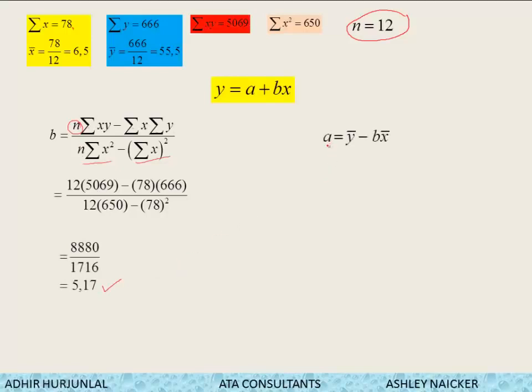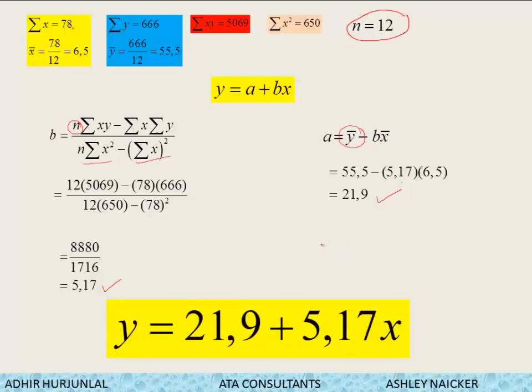What about the value for a? A is equal to the mean of y minus b times the mean of x. The mean of y, I've got it. The mean of x, I've got it. The value for b, I've got. I simply calculate the value for a. Once I've got a and b, I now end up with my trend line equation, which is y is equal to 21,9 plus 5,17x. Easy. By now you should be smiling because these are marks in the bag.